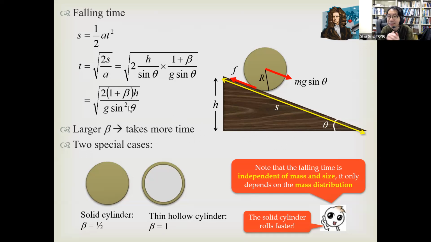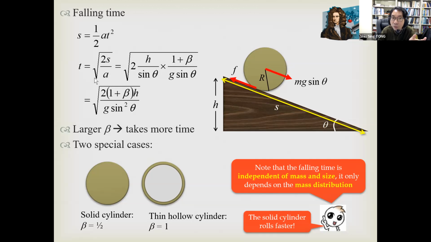Which one will roll faster? Somebody answer me. The hollow one or the solid one? Which one has a larger time? Nobody knows? The hollow one. Why? Because the hollow one will have a larger beta, which gives you a larger time.